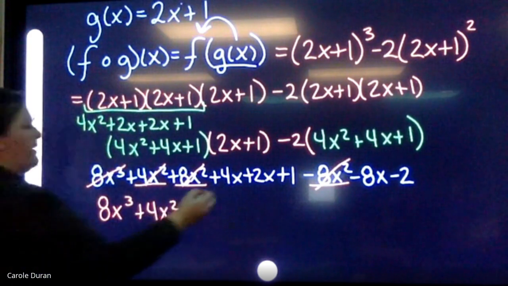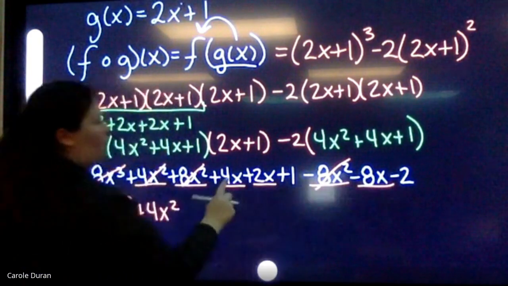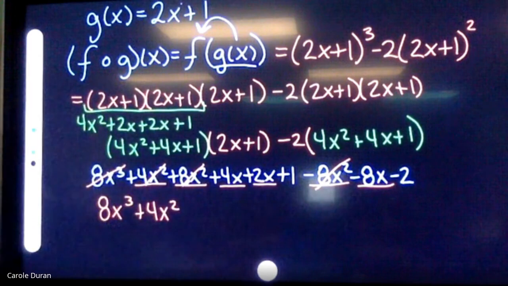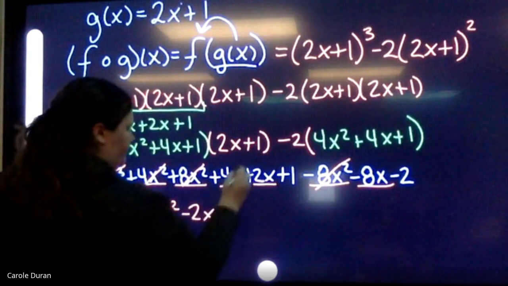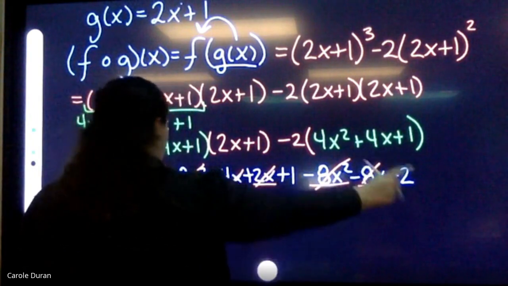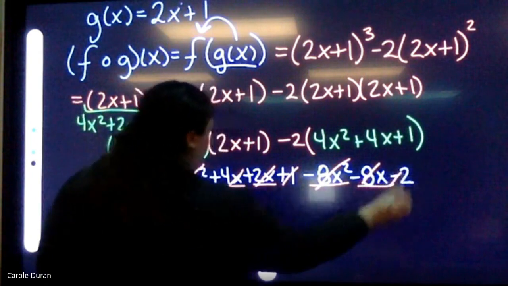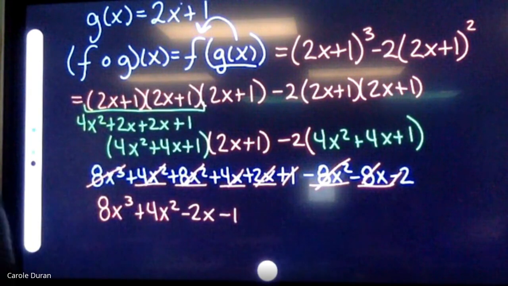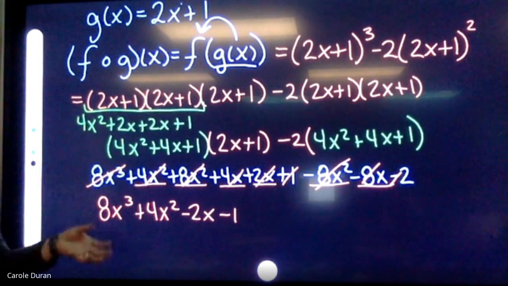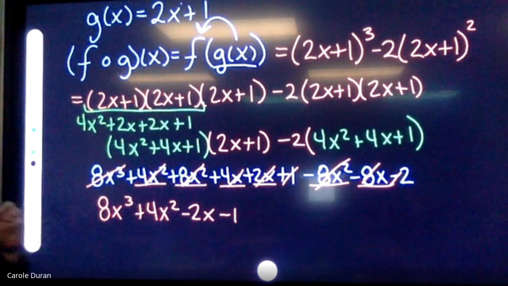Then I can combine my x's. So 4x, 2x, and negative 8x. 4 plus 2 is 6, minus 8 is negative 2. And then I have a 1 and a negative 2, which is negative 1. So this becomes 8x cubed plus 4x squared minus 2x minus 1. This is the hardest, or the most complex, that it gets.